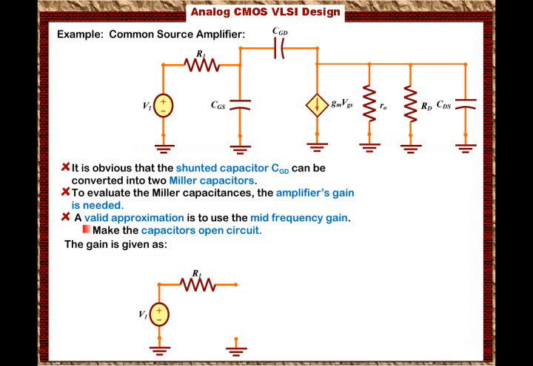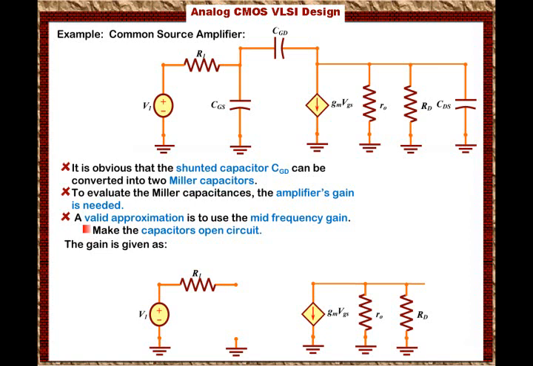Then we will go to the drain, and at the drain we will have the current source connected in parallel with RO, connected in parallel with RD, and CDS is open circuit. So all the capacitors are open circuit. Then we end up with the conventional pi model that we are used to.